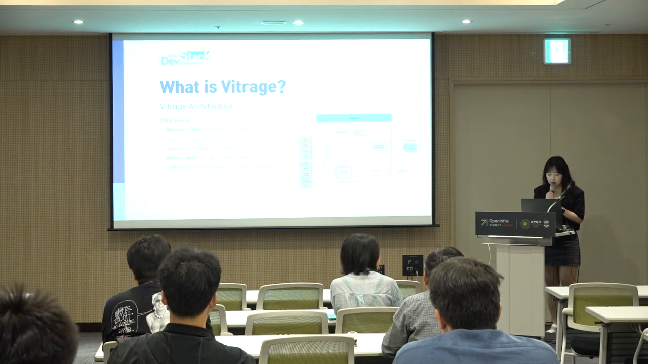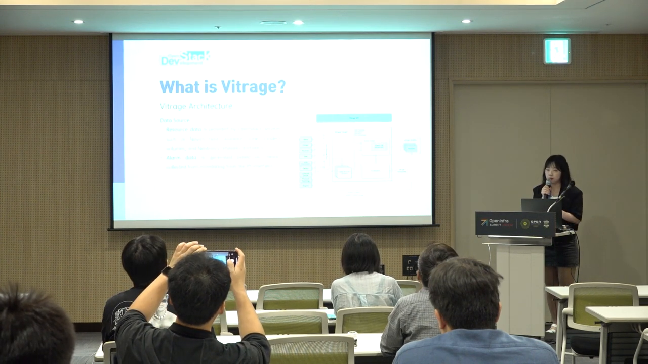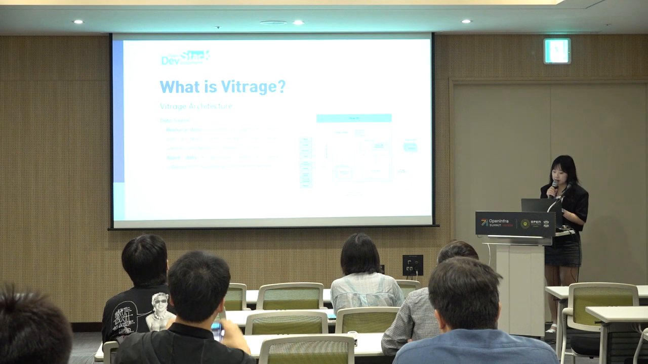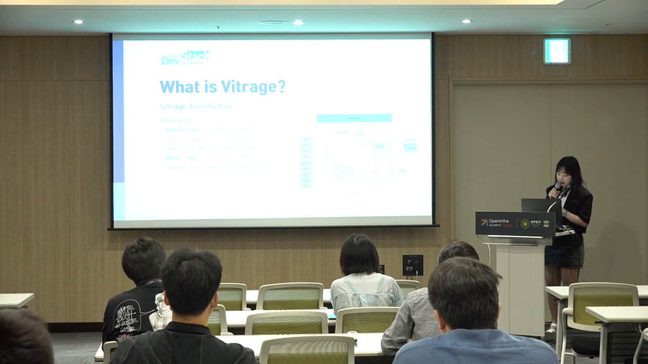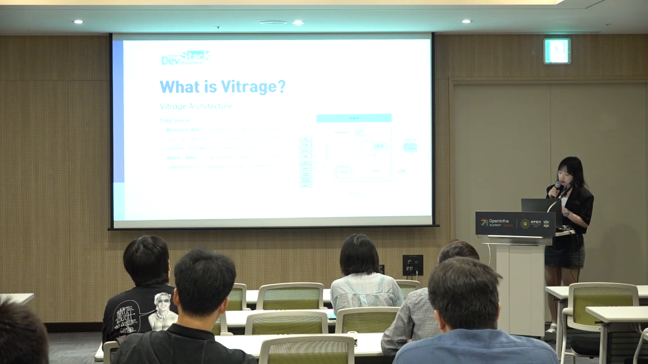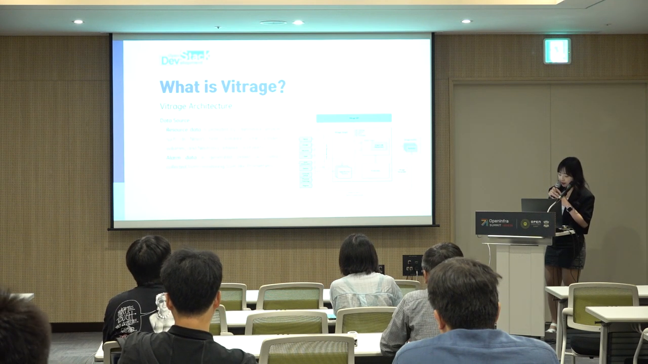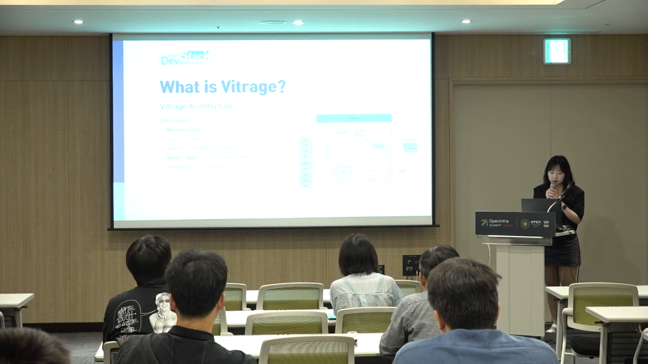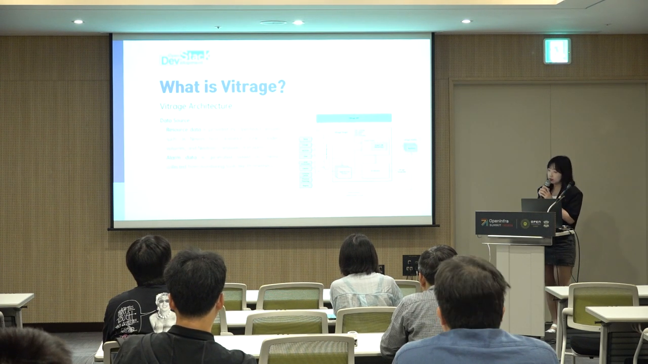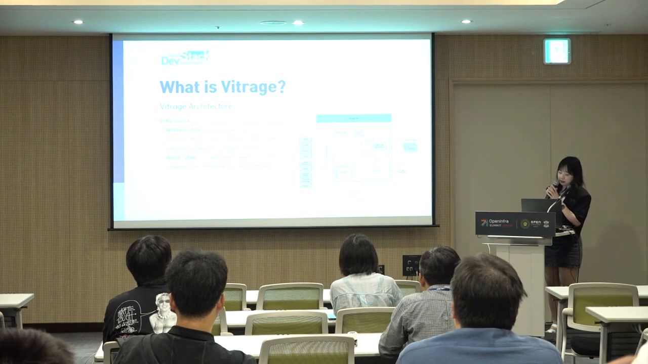In this slide, I'll briefly explain the structure of Vitrage. For RCA, Vitrage is composed of data sources, a graph based on these data sources, an evaluator for problem detection, and a notifier to alert about issues. First, data sources. Typical data sources include resource data and alarm data.